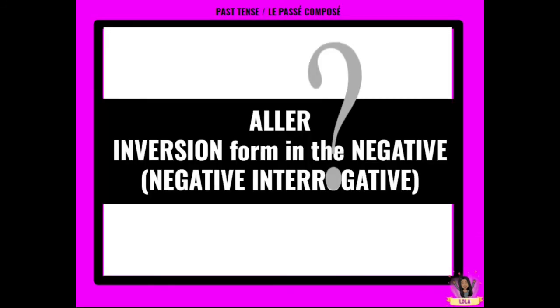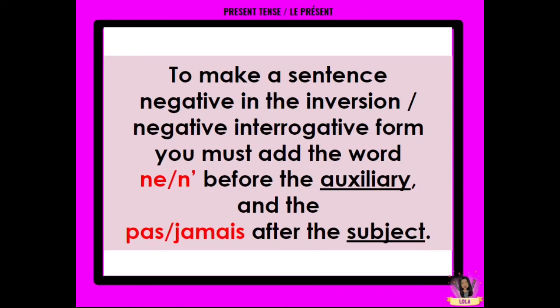Now we're going to take a look at aller in the inversion form in the negative or negative interrogative. So to make a sentence negative in the inversion negative interrogative form, you must add the word ne or n' before the auxiliary and the pas or jamais after the subject. Let's take a look at it now.